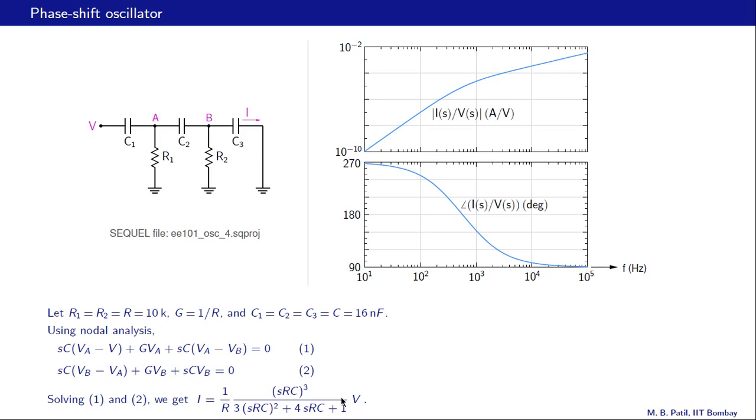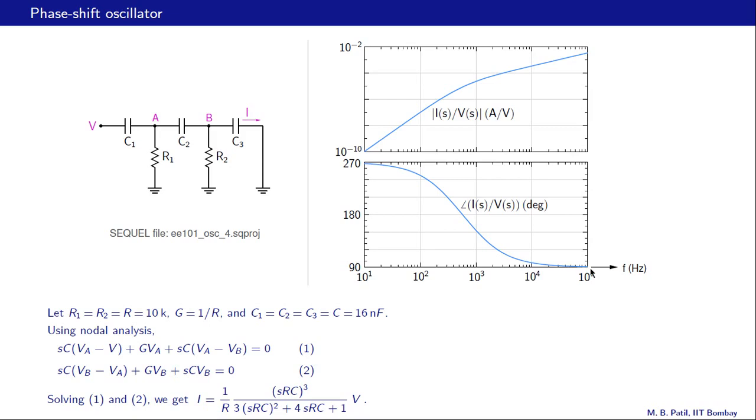At high frequencies, we can ignore this 1 here, we can also ignore this 4SRC, and then we end up with S cubed divided by S squared. So that is S. S is the same as J omega, and that is a phase of 90 degrees. So that's why we have a phase of 90 degrees as F tends to infinity.